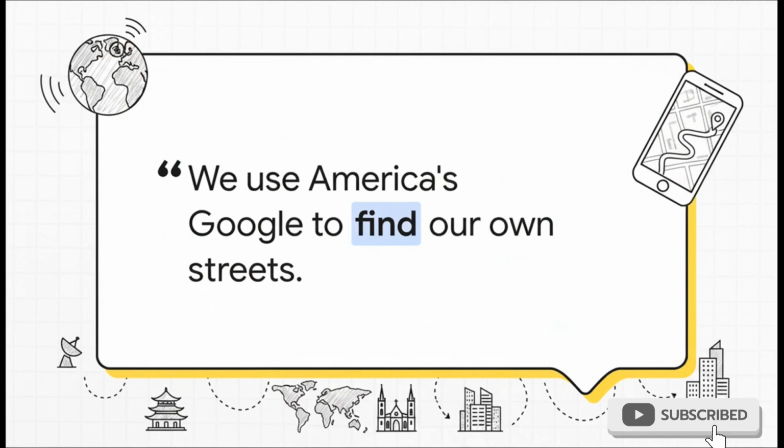This quote from the source just says it all, doesn't it? We use America's Google to find our own streets. Wow. That really shows you just how deep this digital integration goes. I mean, that level of reliance on another country's infrastructure is something we've never really seen before in history.